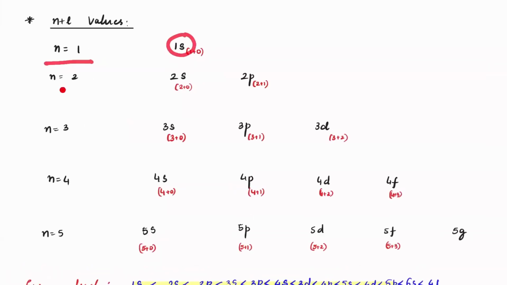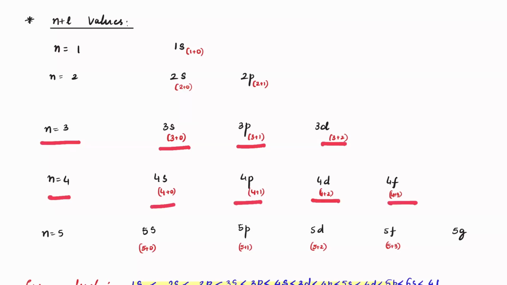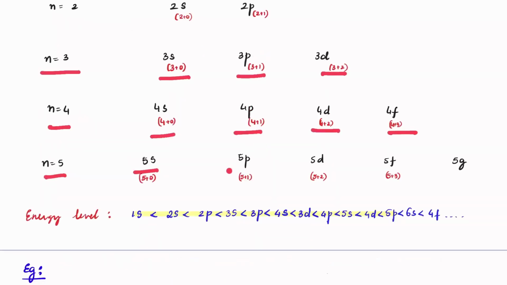For n equals 2, there are two subshells: 2s and 2p. 2s designates azimuthal quantum number 0, and for p the azimuthal quantum number is 1. For n equals 3, we will have three subshells: 3s, 3p, 3d. For n equals 4, we will have 4s, 4p, 4d, 4f. For n equals 5, we will have 5s, 5p, 5d, 5f, and 5g. So every time you go to a new shell, you'll always have an increased subshell also.